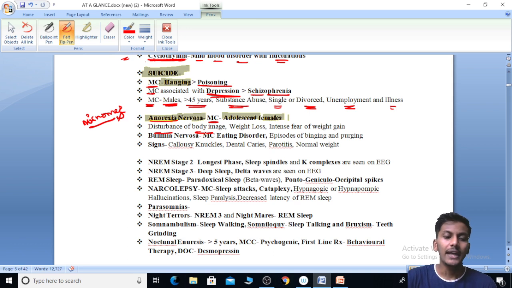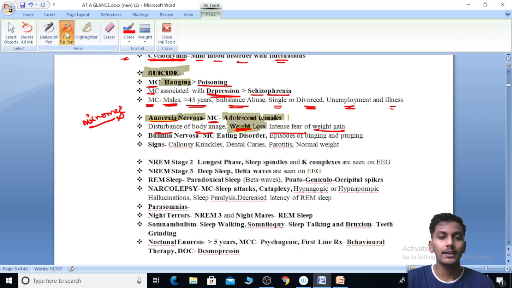Second, there would be excessive fear of gaining weight, okay? There would be intense fear of weight gain, okay? Bahut darti hai wo ki main aur zyada weight put on na kar lu. Though she is underweight, she has an intense fear that she would gain weight, okay? And the next feature, there would be weight loss. So please remember, females suffering from anorexia nervosa are usually underweight. A very important point, why I'll tell you further.